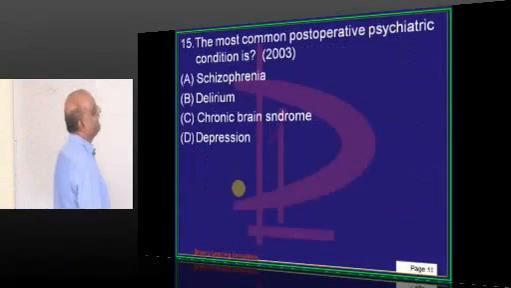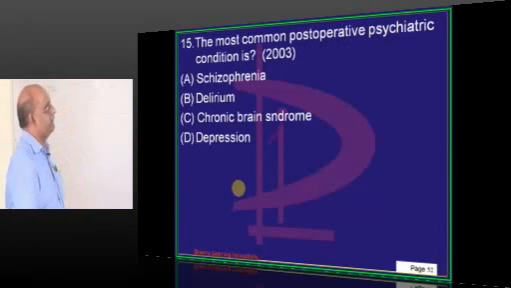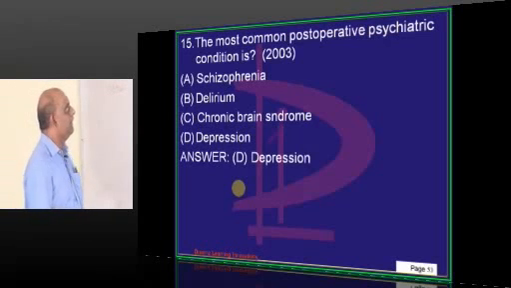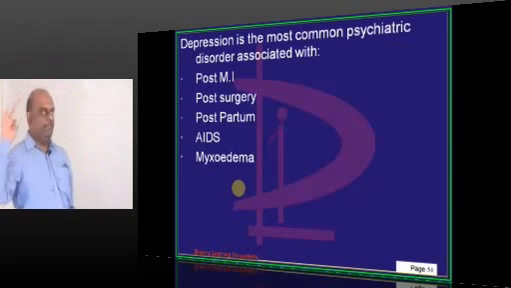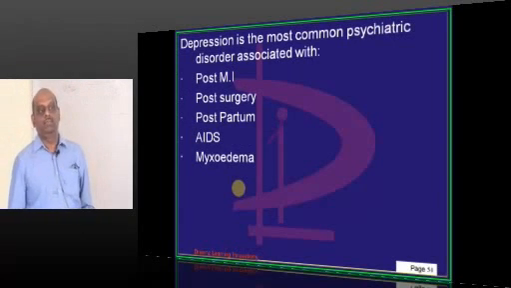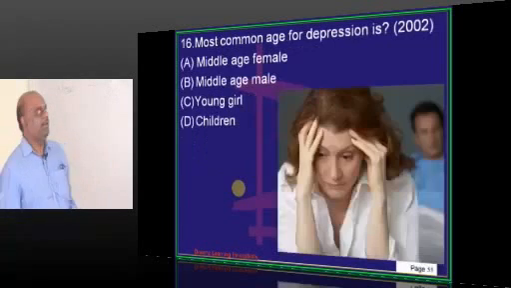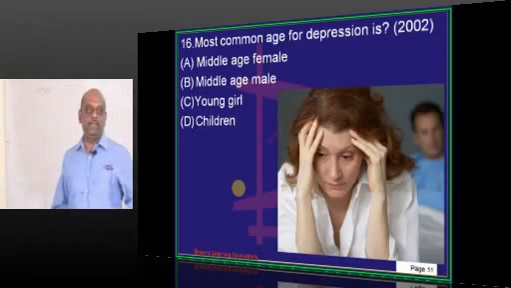So the most common post-operative psychiatric condition is what? Once more, depression. So post-MI, post-surgery, postpartum, HIV, myxedema. In all these things, the most common psychiatric illness is depression, is what you need to remember. So what is the most common age for depression?